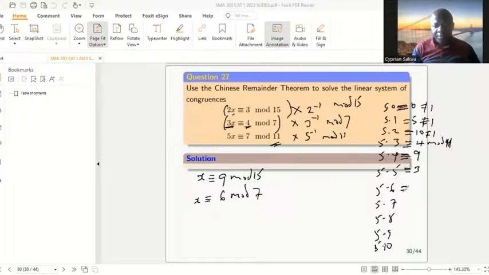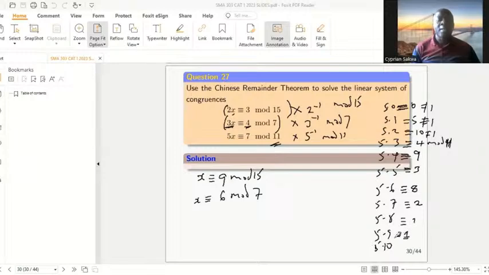This gives you 30, and mod 11 that would be 8. This gives you 35, and 35 mod 11 is 2. This gives you 40, and mod 11 that is 7. This gives you 45, and mod 11 that is 1. Yes, 45 minus 44 is 1.